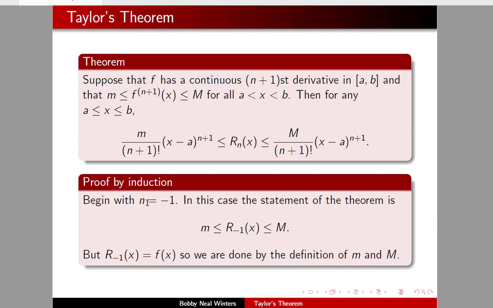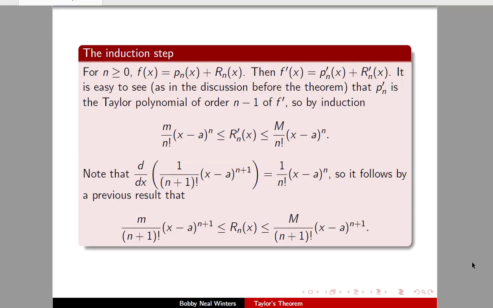Start off with the case n equals negative 1. In this case, the statement of the theorem is that m is less than or equal to r sub negative 1 of x, which is less than or equal to capital M. But since r sub negative 1 of x is equal to f of x, we're done by the definition of little m and capital M. Okay, now let's do the induction step.